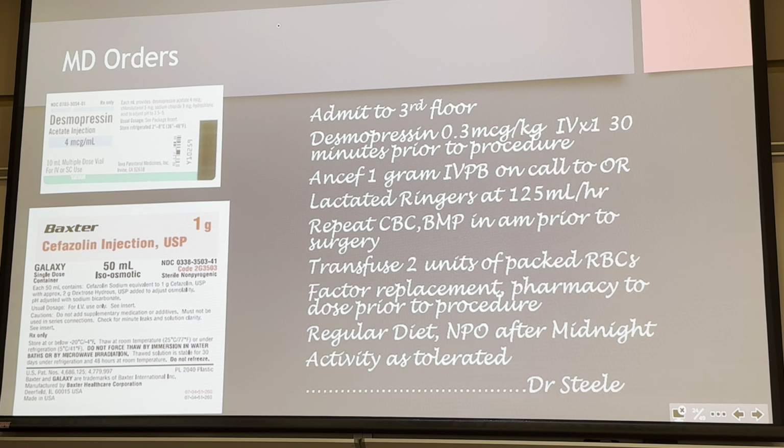give her 2 units of packed red blood cells. We're going to go ahead and do preemptive factor replacement now that we know what the culprit is. And we are going to put her on a regular diet with being NPO after midnight.